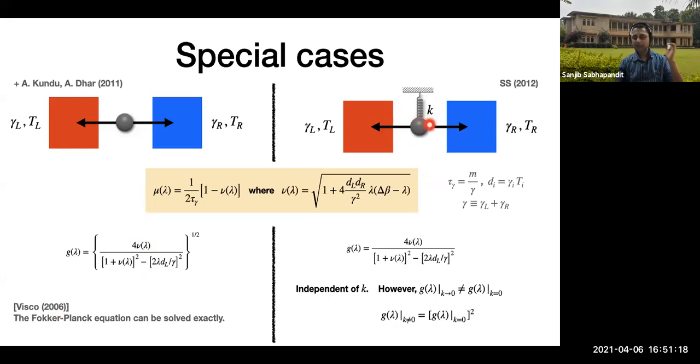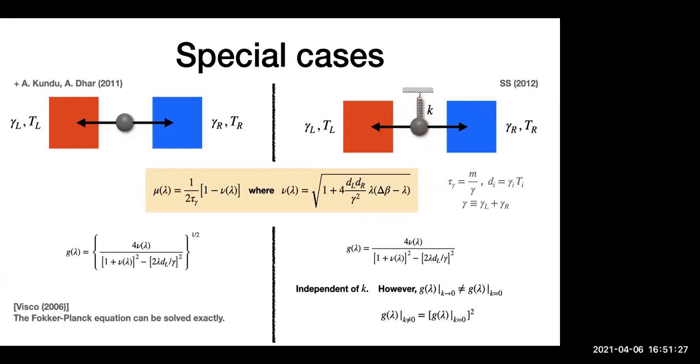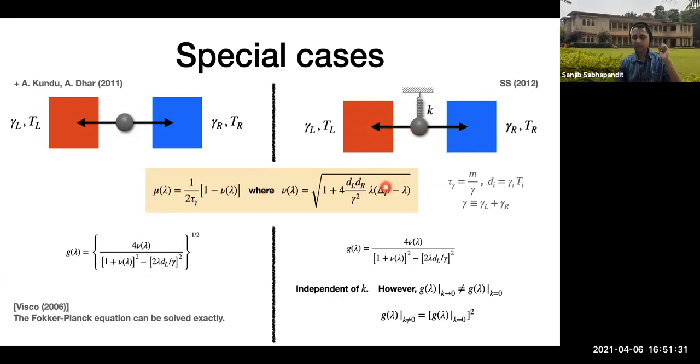So this is another case I looked at, where you also have a confining potential. In this case also you want to look at heat flow. So mu of lambda is given by the same expression, but in this case z of lambda turns out to be different.